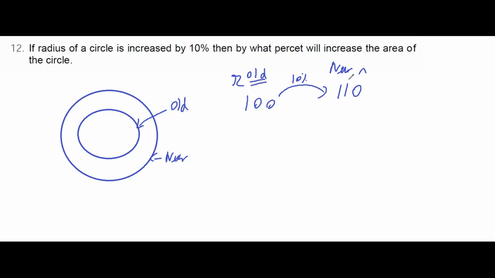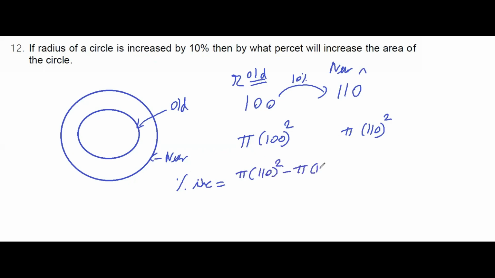Okay, so if radius is increasing, then obviously area will also increase. So what is the area of the old circle? Area of the circle is pi r square. So I'll write pi, r is 100 the whole square, and the new circle's area will be pi into 110 the whole square. I need to find percentage increase in area of the circle. So I will do change in the areas of these two circles. So I am going to do pi 110 the whole square minus pi 100 the whole square divided by original, okay, initial value, that is pi and 100 square. Okay, since it is percentage, I have to multiply by 100 and then percentage sign.